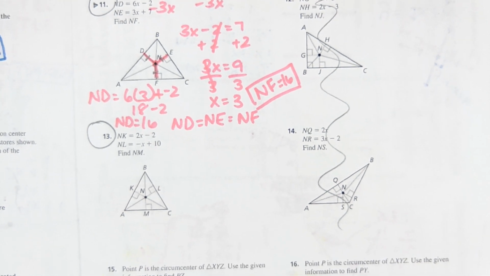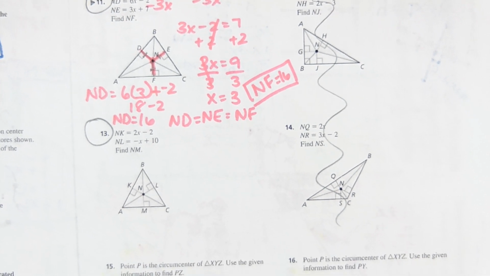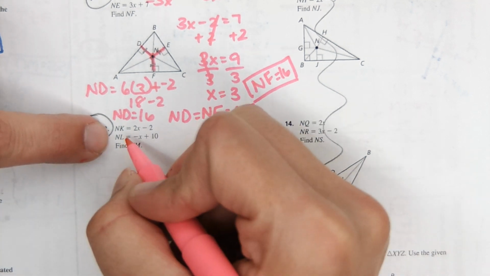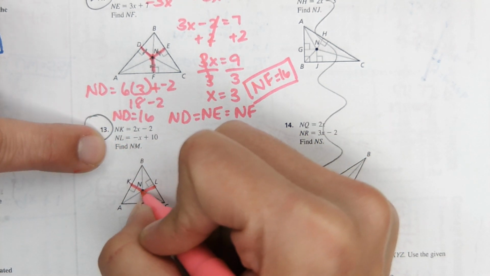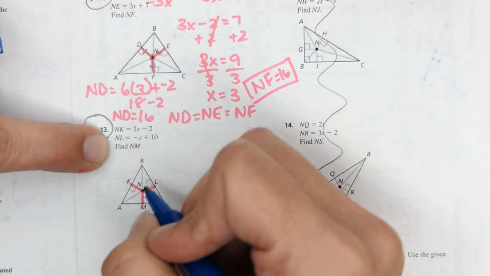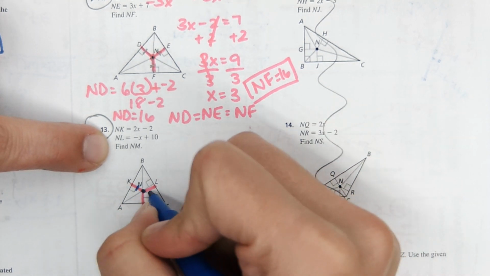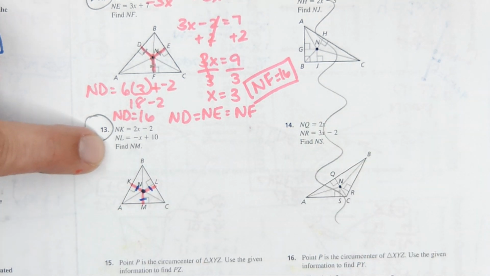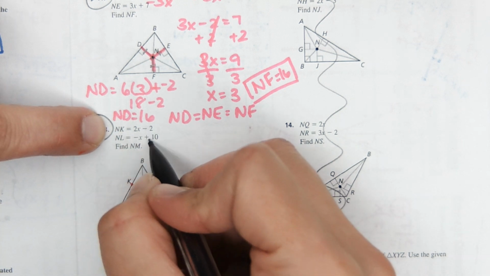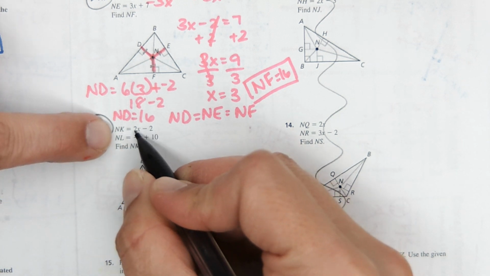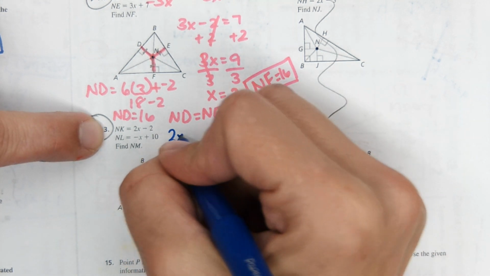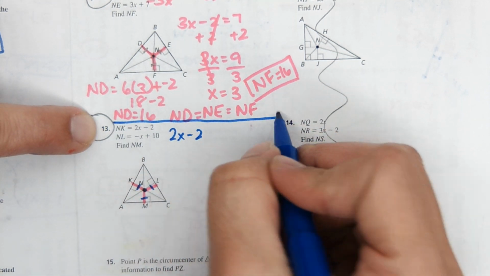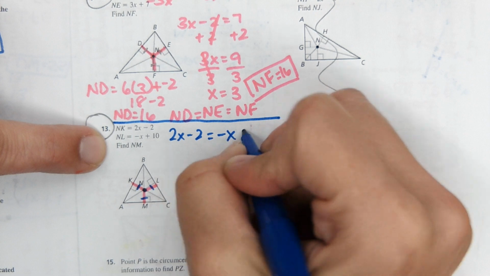Okay, write it down. 13, NK, NL, and NM all come from the incenter. They are all the same length. So we're going to do the same thing. We're going to set these equal to solve for x, and then plug the x back in to find the length of NM. So 2x minus 2, draw a line, equals negative x plus 10.